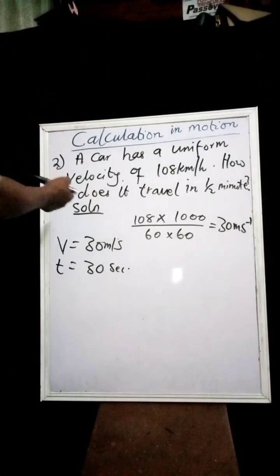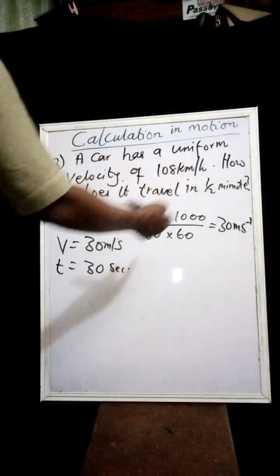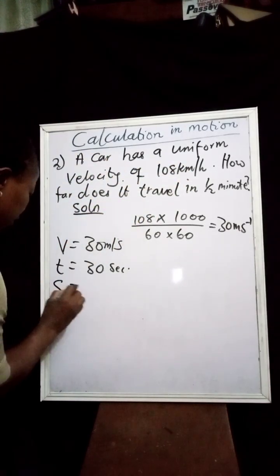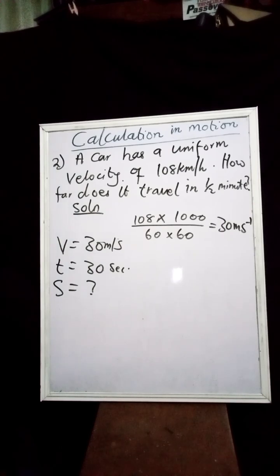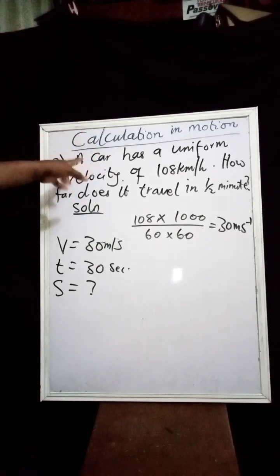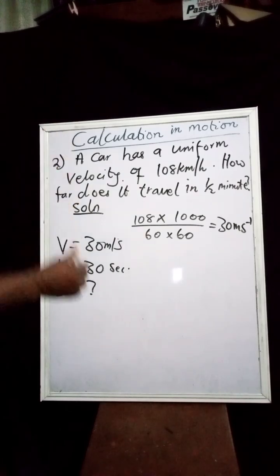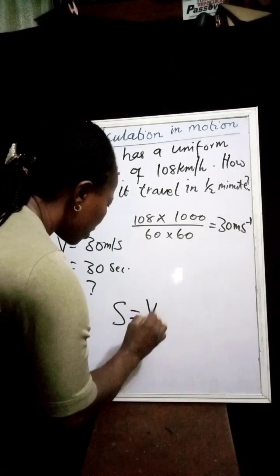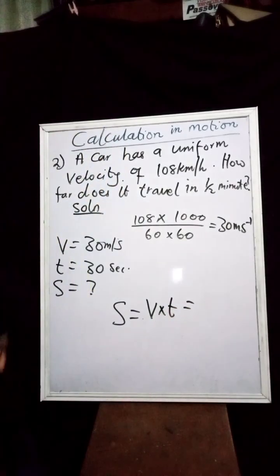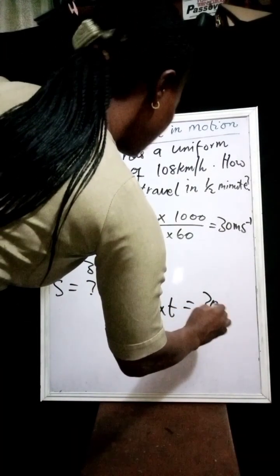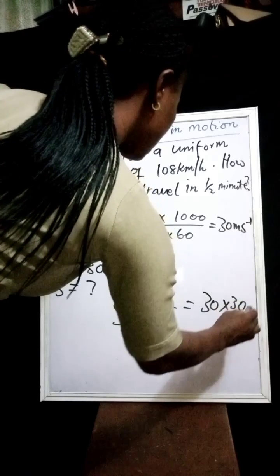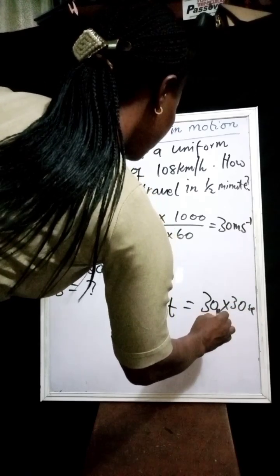Then what we are asked to find is how far does it travel? That means we are looking for the distance. So in this case now, which equation do you think we will use? We are going to use the first equation. The first equation said that distance is the average velocity multiplied by time. But here we are only given one velocity. So the distance is equal to v multiplied by time. Our v is 30, the time is 30 seconds, and this is meter per second.